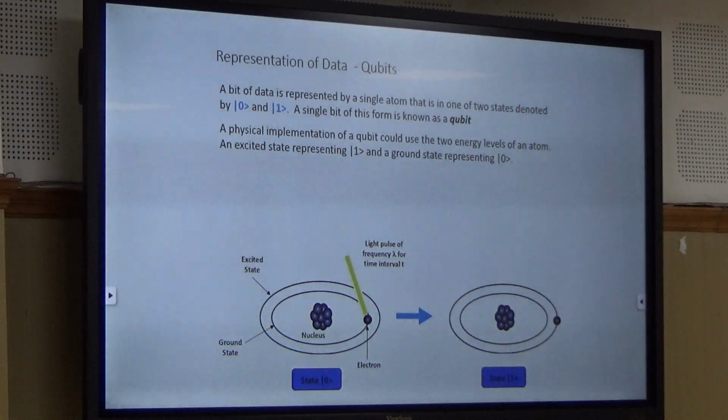So what is this quantum bit? The quantum bit basically represents the 0 and 1 state. And the single bit is also known as a qubit. So what is the logic between the 0 and 1 state?